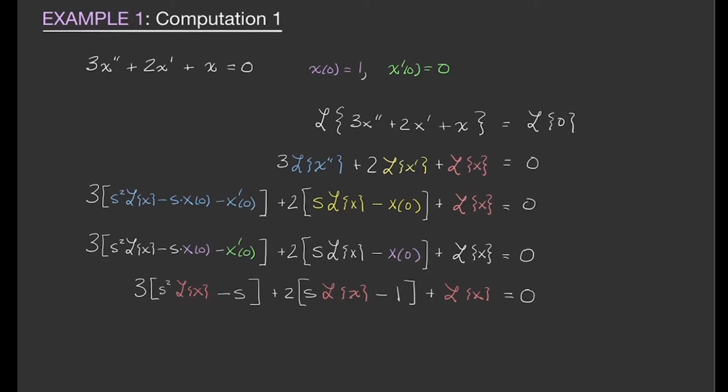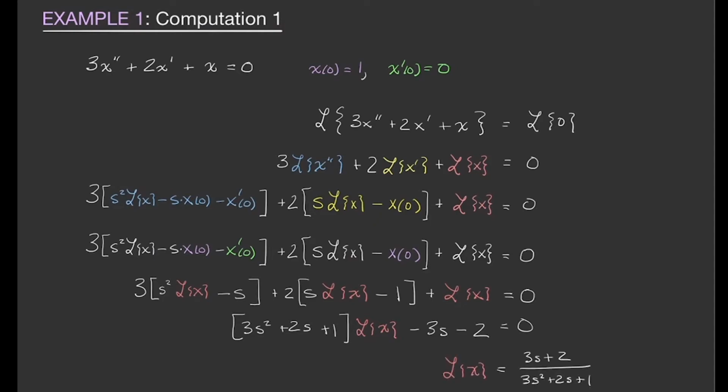Now what we'll do is combine like terms. All the terms that have a Laplace transform of x, we'll combine those. All the terms that do not, we'll combine those. So here we have Laplace of x times the 3 terms that had Laplace transform of x as a factor. Besides that, there were 2 terms that did not, being careful to make sure we distribute properly. We leave those there. We now solve for the expression: Laplace of x is equal to 3s plus 2 over 3s squared plus 2s plus 1.